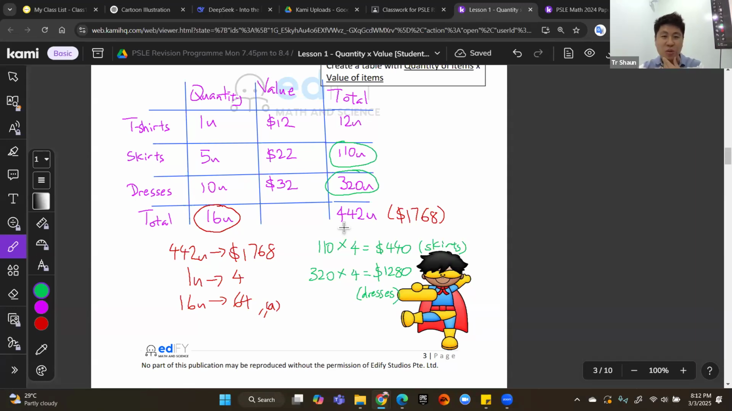Okay, and I want to find the difference. So I take 1280 minus away 440. That will give me an answer of 840. So these are quantity times value questions. Most importantly is how you identify this quantity times value question.